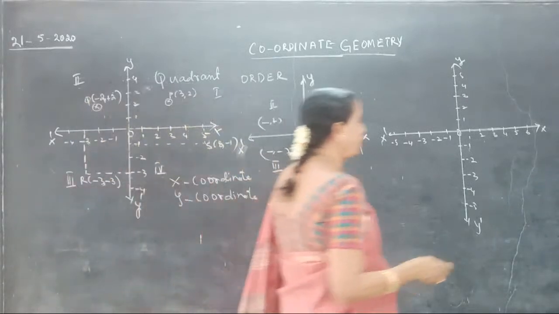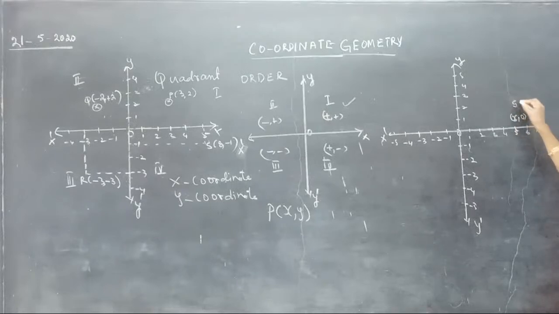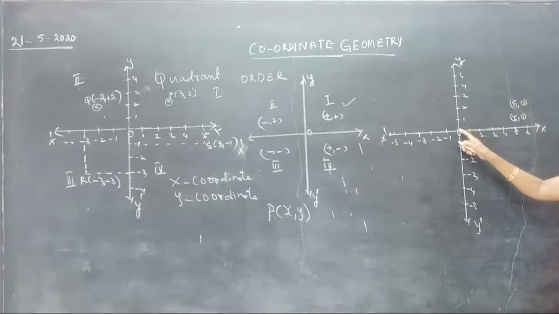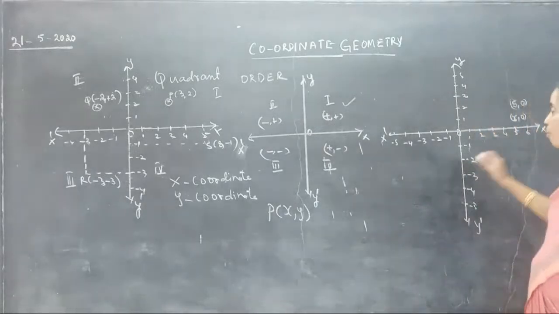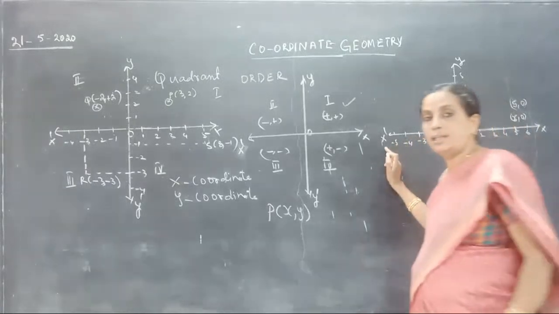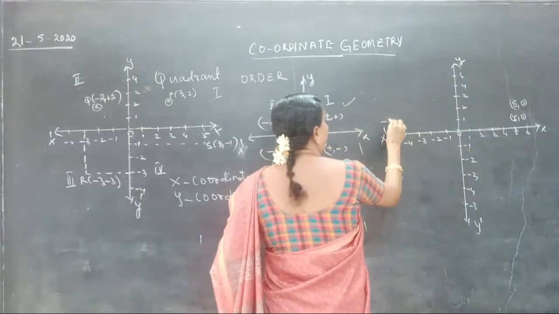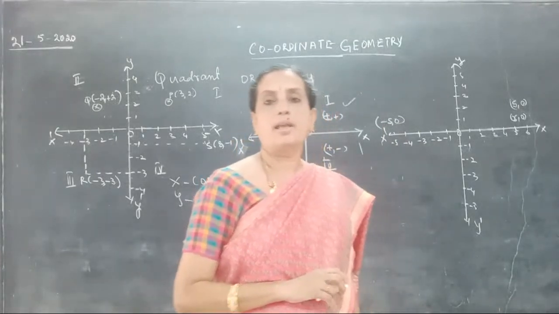That is, point on x-axis means we have x comma 0. That is, the point 5 here represents 5 comma 0. That means x coordinate is 5, y coordinate is 0. Because there is no perpendicular distance from the 0 position, it lies on the x-axis only. Suppose if it is in the left side, then we have minus 5, 0. So the point on the x-axis is x comma 0.